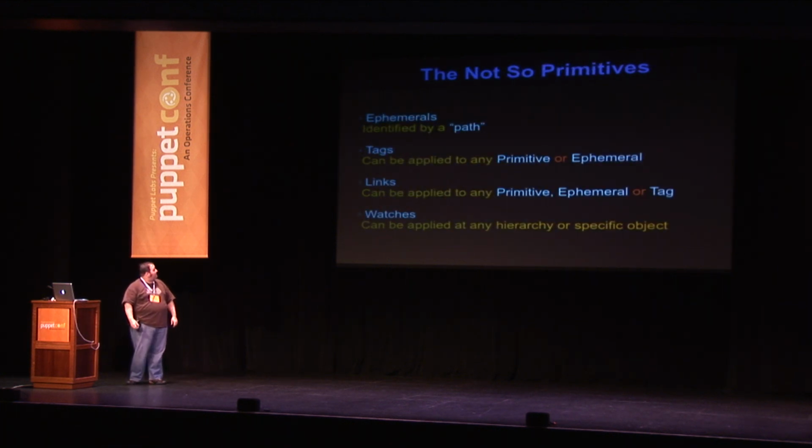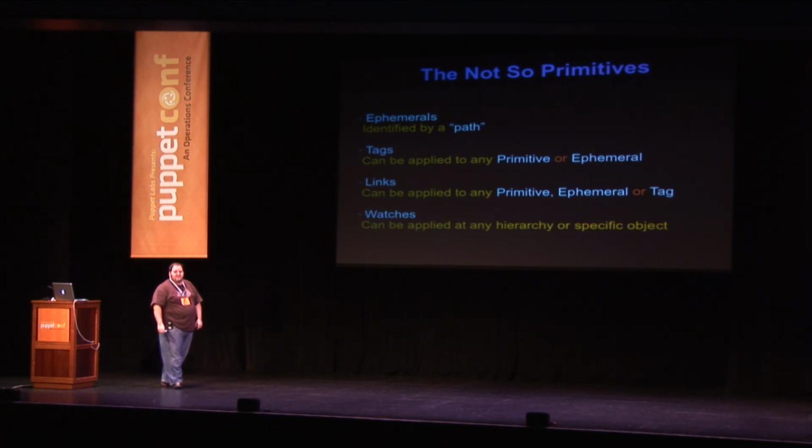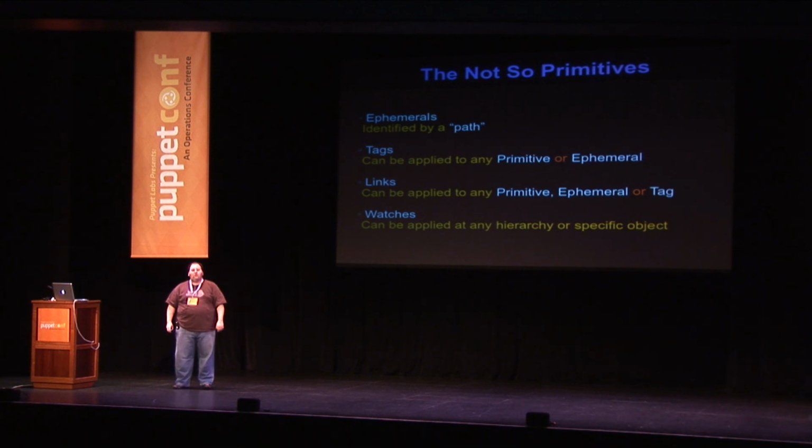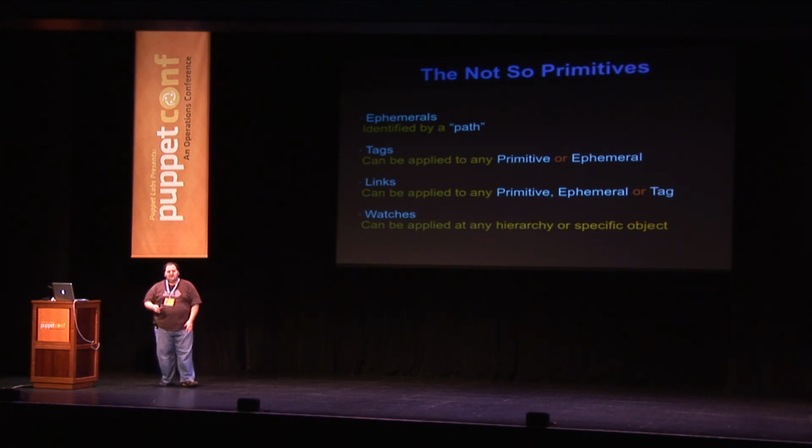Then we have the not-so-primitives. Sounds like a great band name, actually. So ephemerals. The ephemerals are traditionally or conceptually almost exactly what you get in Zookeeper. It is an arbitrary path with some data at the end of it. I don't care what the data is. There's a size limit. I don't remember off the top of my head what it is currently, but I'm going to make it tunable, so it doesn't matter.